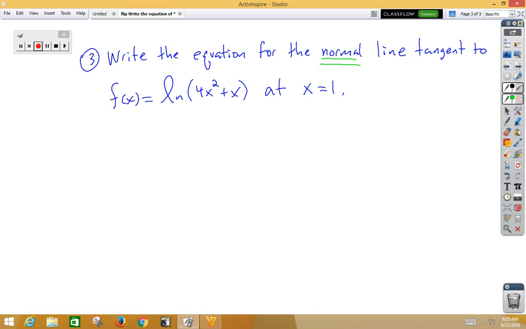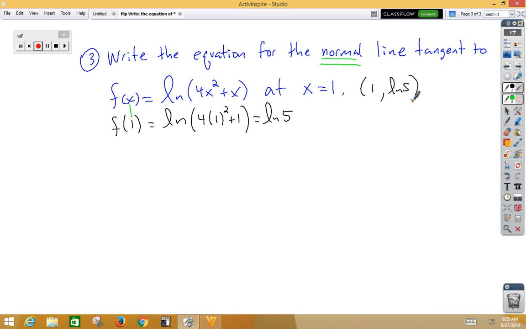In our third example, again, the equation for the normal line tangent to the curve. So let's find our y value first. f of 1 is equal to the natural log of, we're replacing x with 1 everywhere, so 4 times 1 squared plus 1 would be the natural log of 5. And we're going to go ahead and leave that as natural log of 5. We're not going to do anything with that.